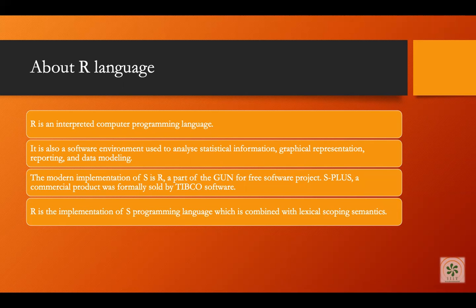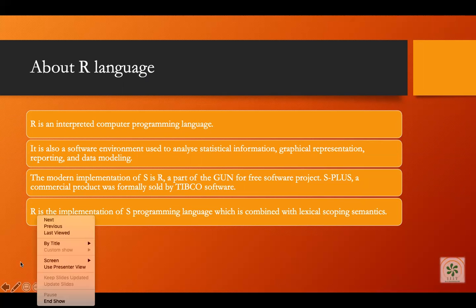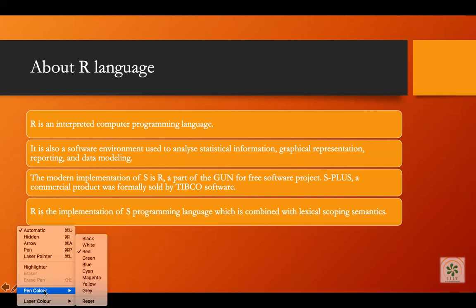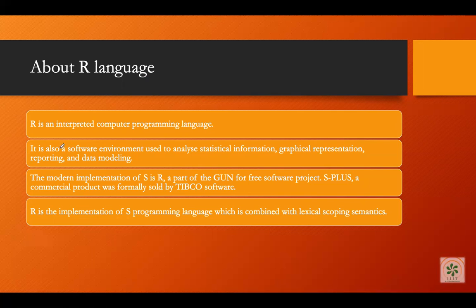Now, if we talk about R, R is an interpreted computer programming language. So R is the interpreter here. R is not the compiler version of it. It is rather the interpreter version of the language. It is also a software environment used to analyze statistical information. So here we can create the environment by which we can analyze different statistical information.